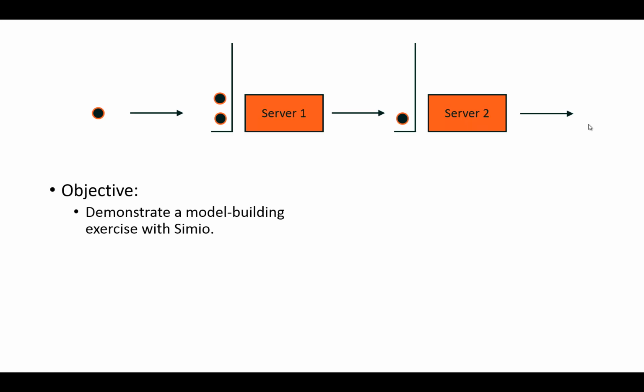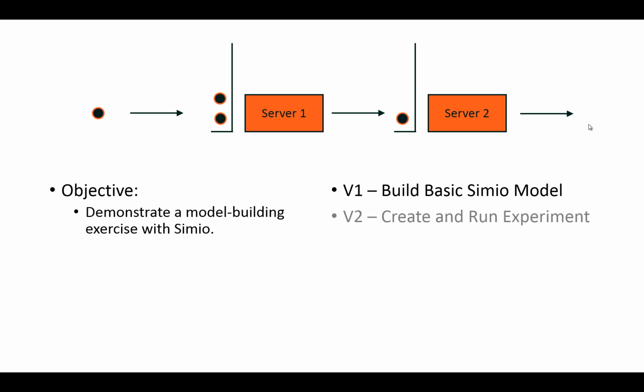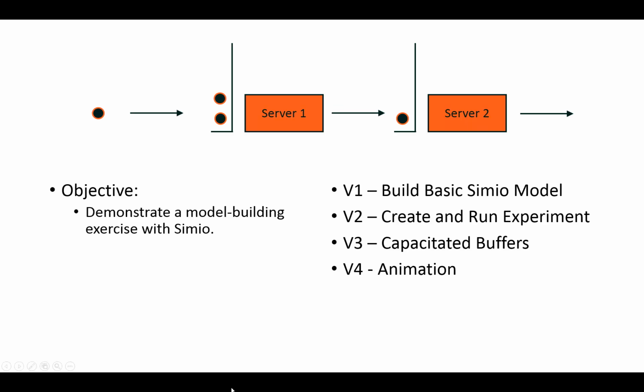The objective that we're trying to meet in this video module is to demonstrate model building. So we're going to go quickly through the process, basically walk through the individual steps, but we're not going to take a lot of time to describe exactly what's going on. Instead, we'll do that in subsequent videos that we'll reference in the document. So in the first video, this one, we'll build the basic Simio model. In the second video in the module, we will create and run an experiment. In the third video, we will add capacitated buffers and look at something called reference properties in Simio. And then finally, we will look at some basic animation in video 4.